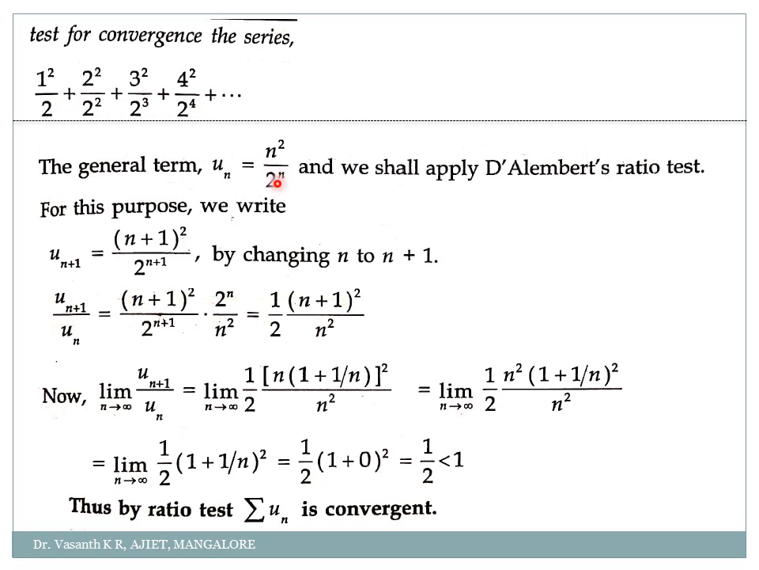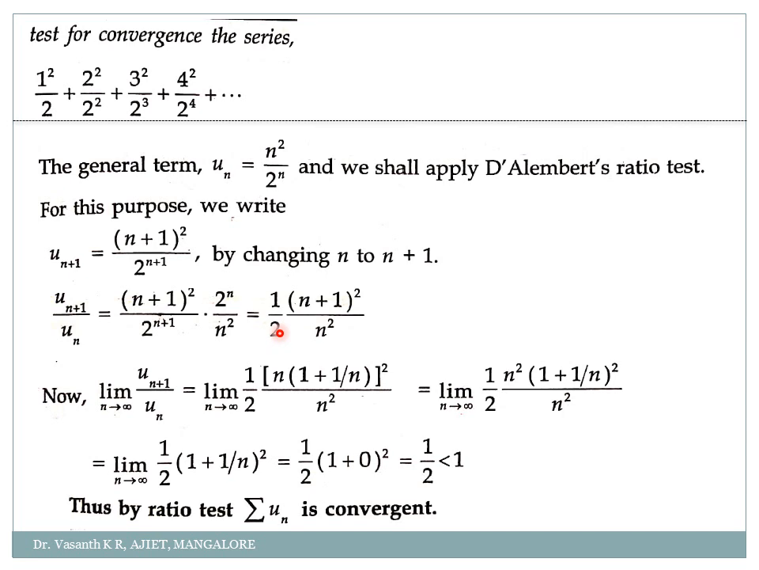Then we apply D'Alembert's ratio test. If you want to apply that ratio test, what is the formula? We have to get un plus 1 divided by un. So what is un in this case? N square divided by 2 to the power n. What will be un plus 1? N plus 1 the whole square divided by 2 to the power n plus 1. Next, un plus 1 divided by un means whatever un is, you just multiply it as a reciprocal. So it will become 2 to the power n divided by n square. Then 2 to the power n will get cancelled, only 2 will remain here.